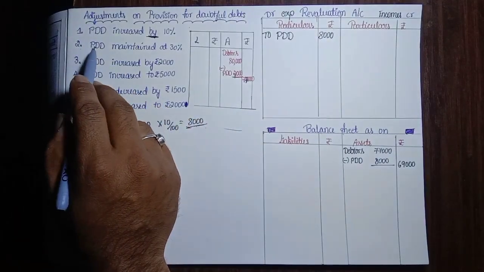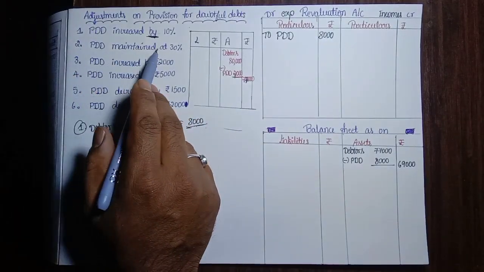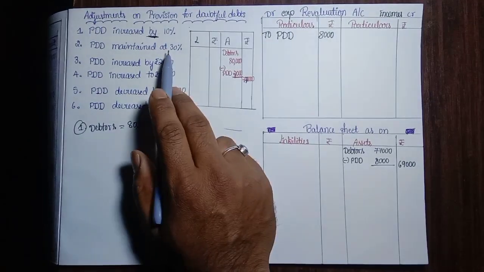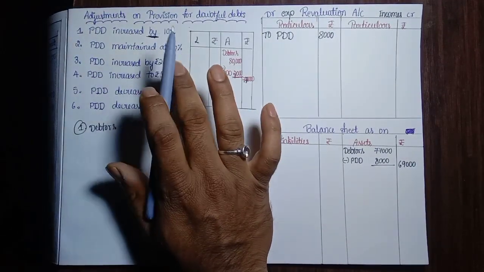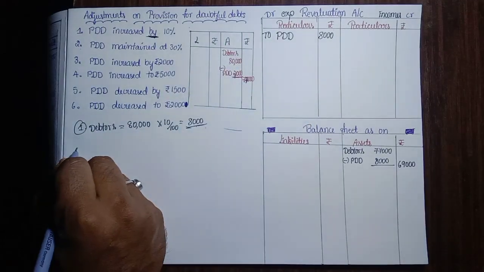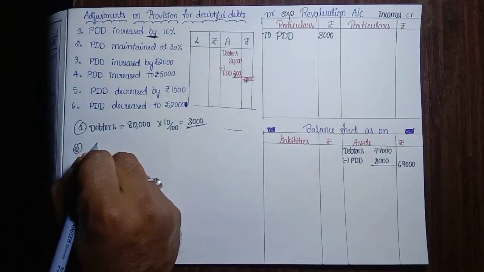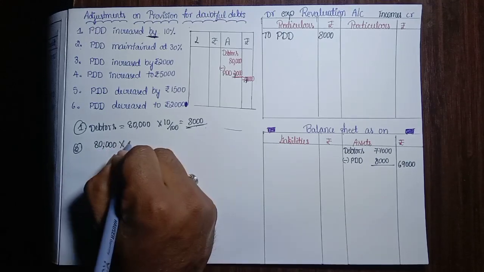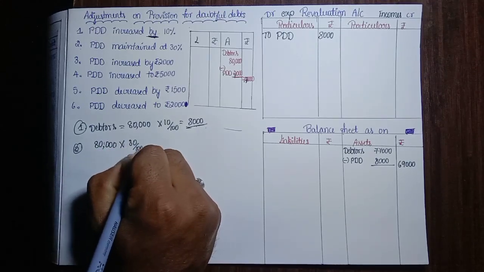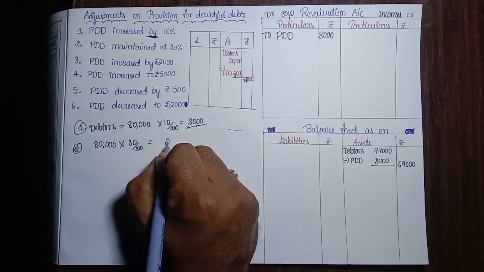Then the second one is provision for doubtful debts maintained at 30%. Here they are not saying how much it is increasing. They are saying the total should be 30%. Let us calculate. So debtors value we are having is 80,000 here. 80,000 into 30% we will get 24,000.